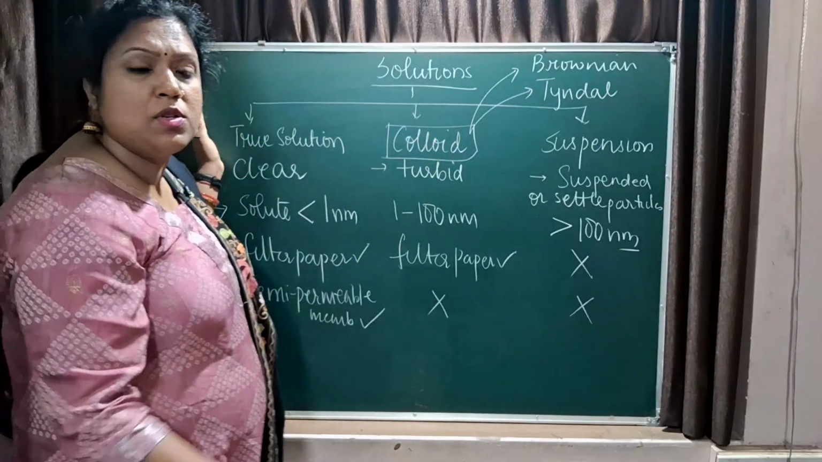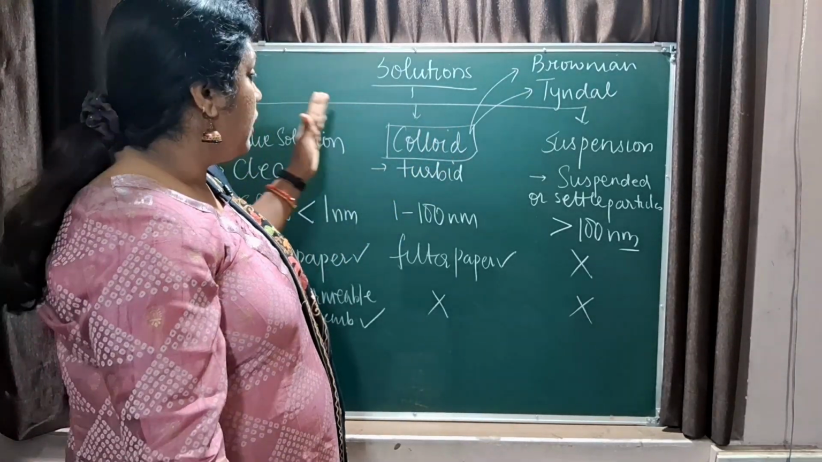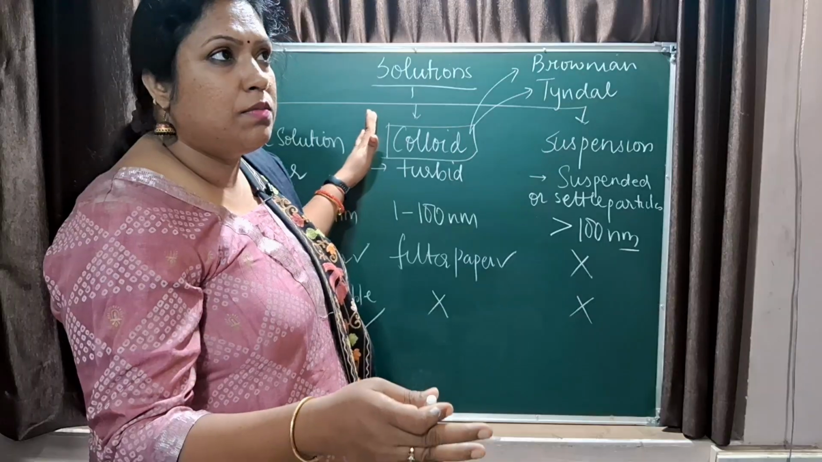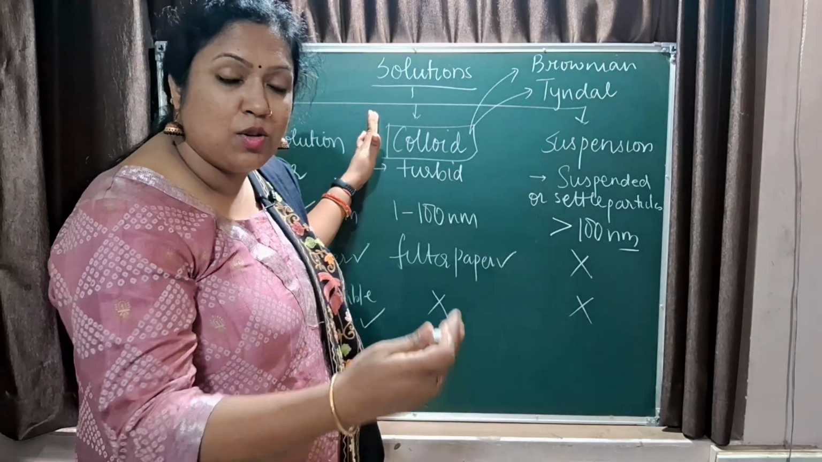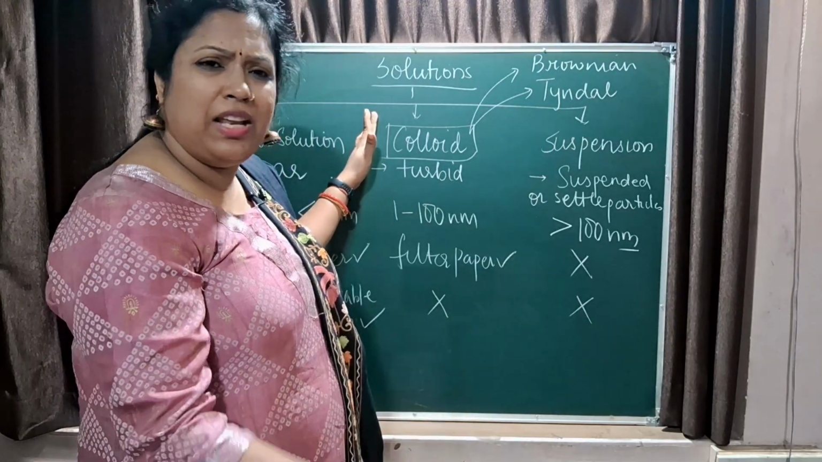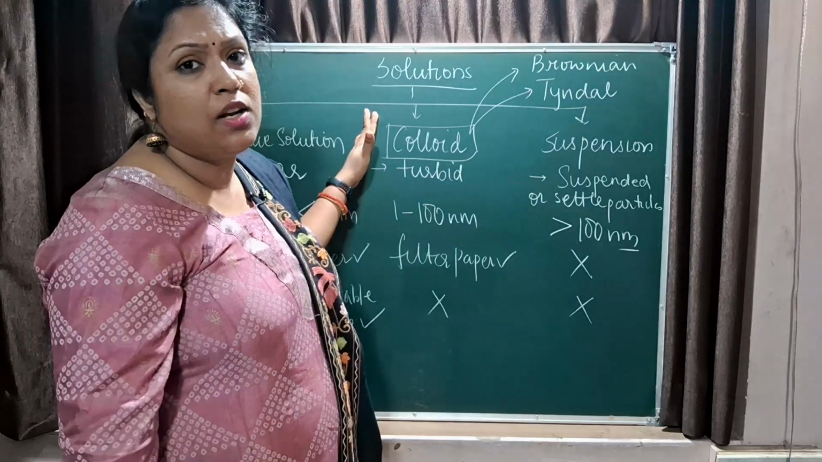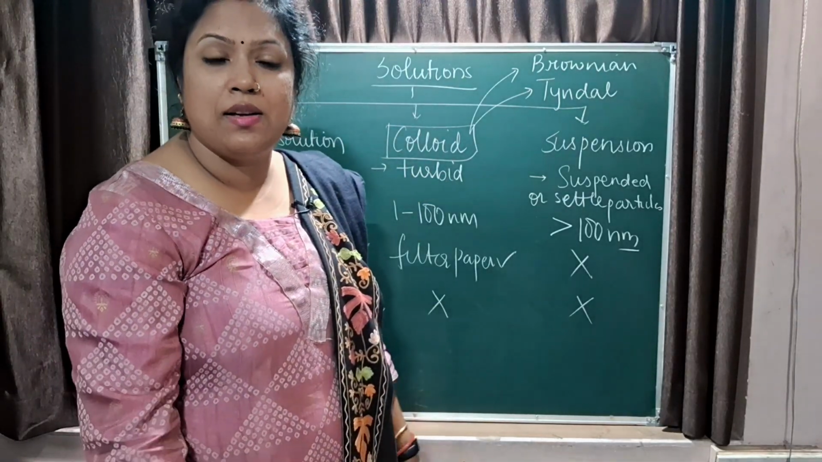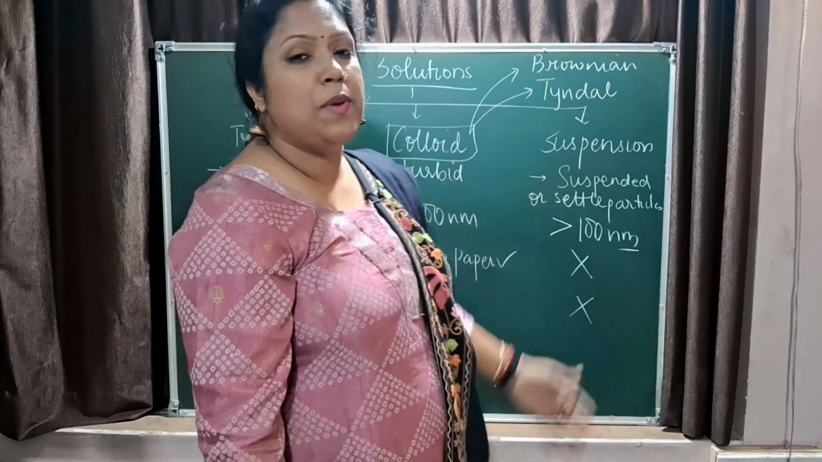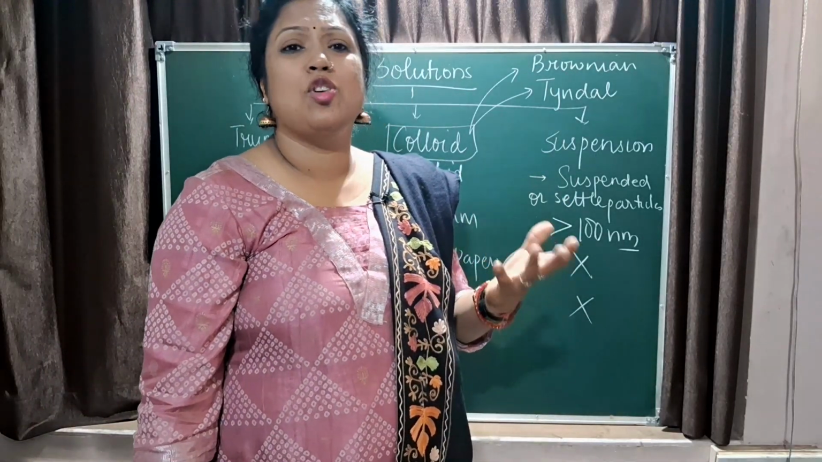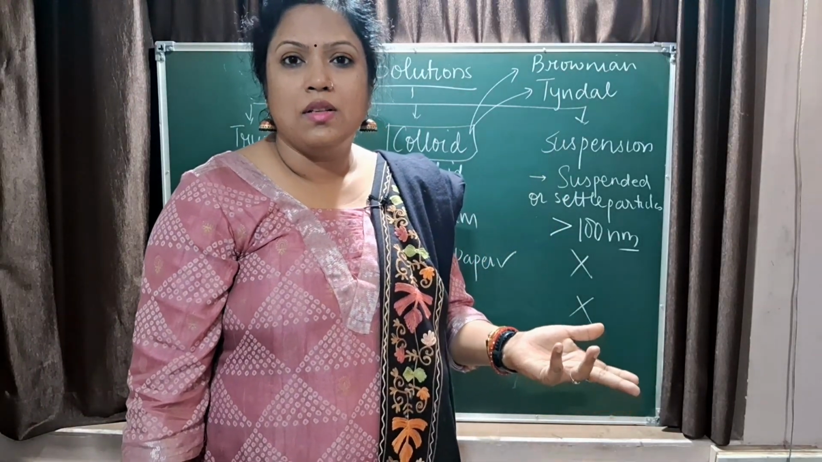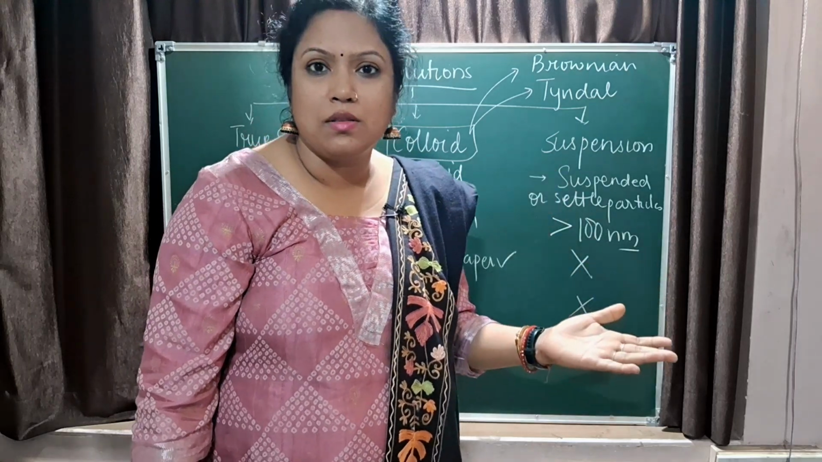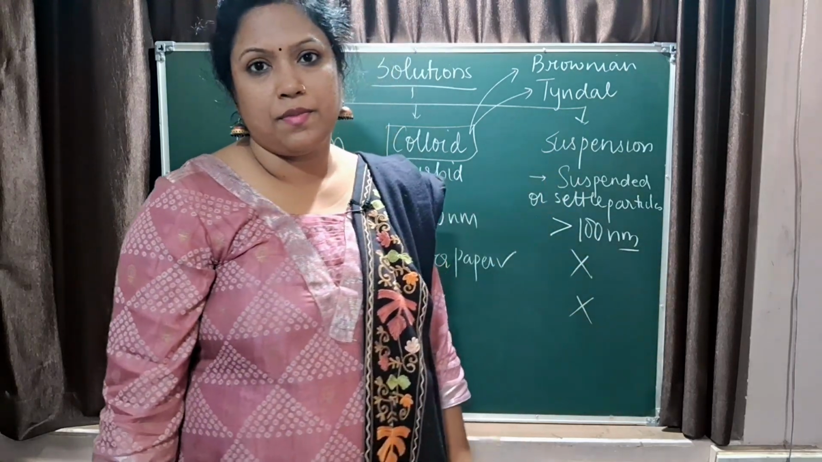True solution example: sugar solution, salt solution, any kind of mixtures you make in your chemistry lab which look transparent. Addition of any salt to water that dissolves completely gives you a true solution. Colloid examples are milk, blood. Suspension, you can have chalk powder in water, mud in water, that is all suspension.